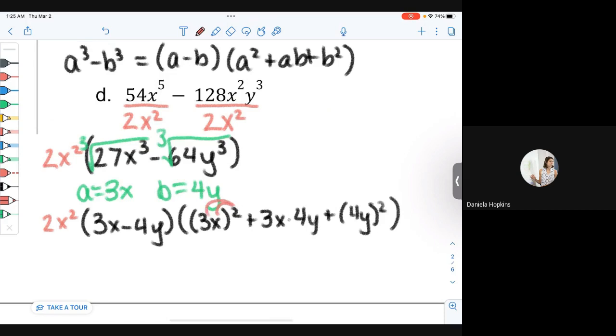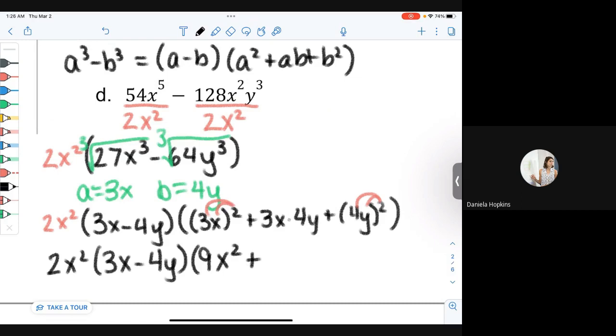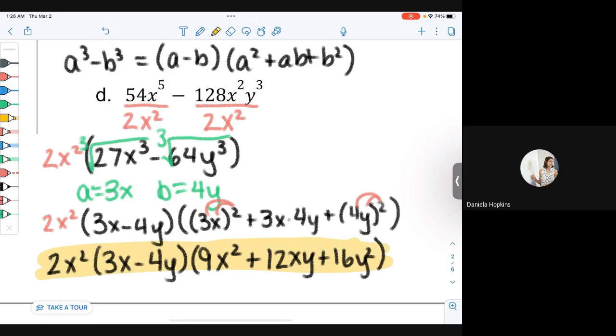Going to go ahead and distribute in that square power to both parts. I still have the 2x squared hanging out front. I have then the 3x minus 4y times 3 squared is 9x squared plus 3 times 4 is 12xy plus 4 squared is 16y squared. So it looks ugly, but really this is just plugging in an a and a b, being careful with our powers and our coefficients, but it's not too crazy.